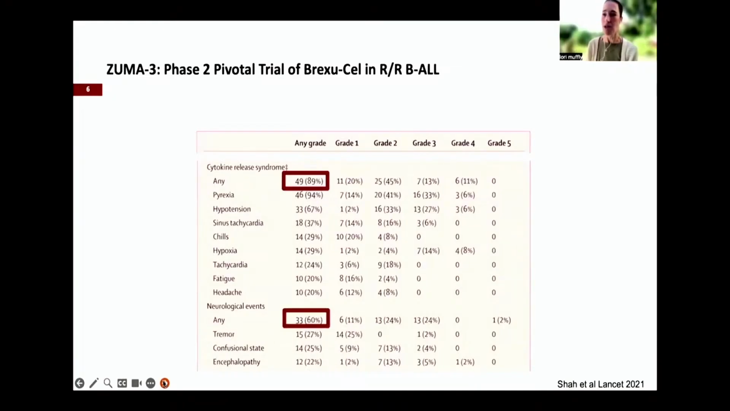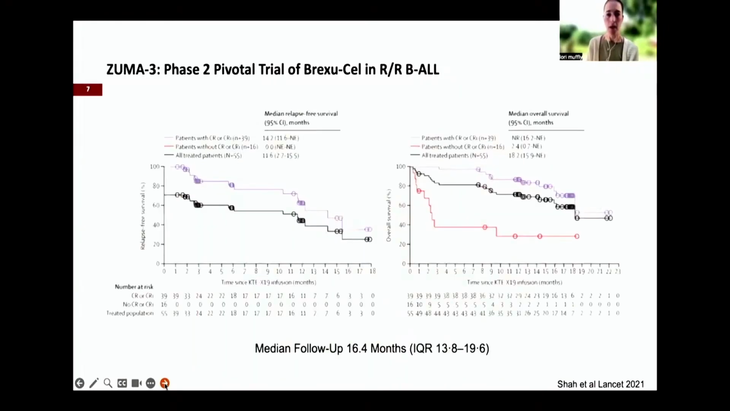But the rates of neurologic events with this CAR were quite high. So 60% in the ZUMA-3. Now, when we look at grade 3/4, we see a combined 24% grade 3/4 CRS rate and 24% grade 3/4 neurologic toxicity rate, including 1 death due to neurologic toxicity.